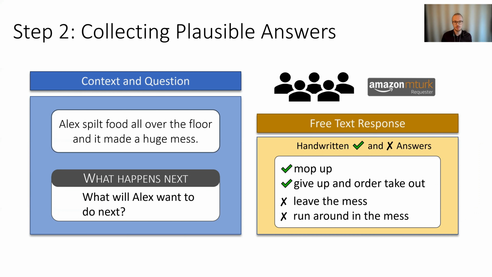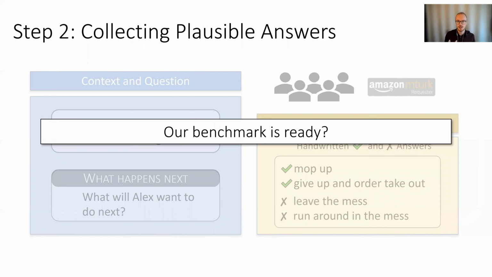And so here, a crowd worker, for example, might say that Alex will want to mop up or give up and order takeout after spilling food all over the floor. That's a likely correct answer. And incorrectly, maybe Alex will want to leave the mess or run around in the mess. And so at this point, some of us might think, oh, maybe our benchmark is ready now. We've got our good answers and our bad answers, and we're done.